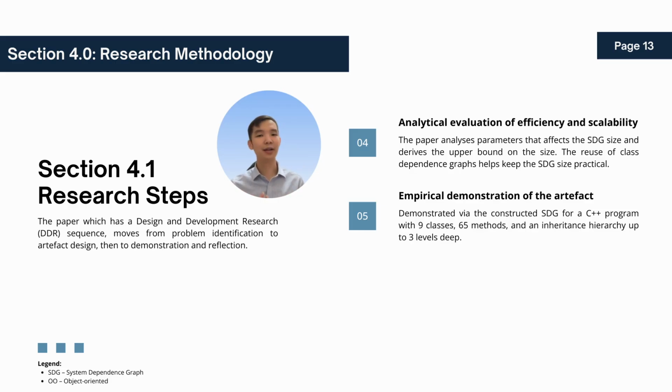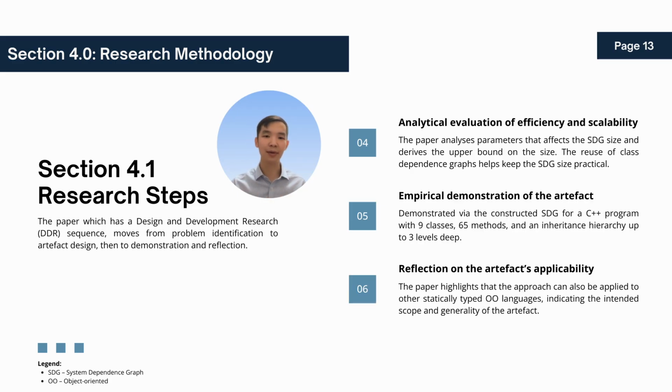So this is done by constructing a C++ program, which has over 9 classes, 65 methods, and an inheritance hierarchy of up to 3 levels deep. This example shows that the representation and slicing algorithms are not just theoretical, but they can actually be implemented with a reasonable size OO system.